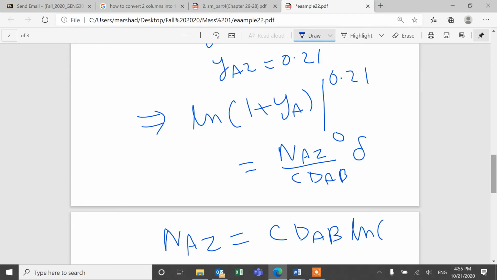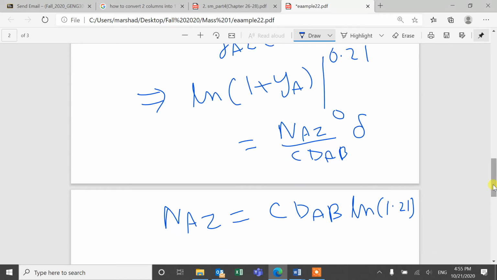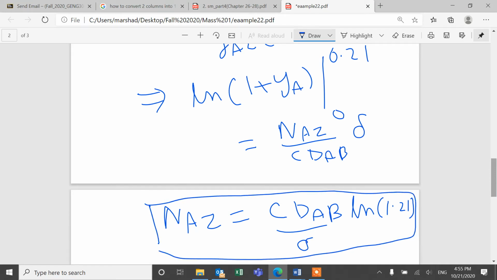ln 1.21 minus ln 1, right? yA is 0, ln 1 will be 0, and divided by delta. So this is the equation for flux. This is delta. Okay, this is the first case.